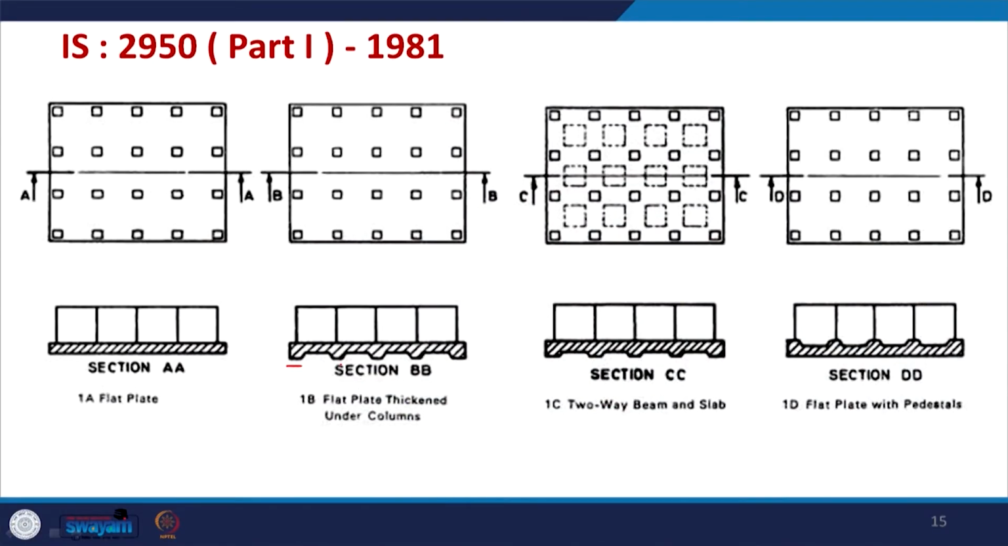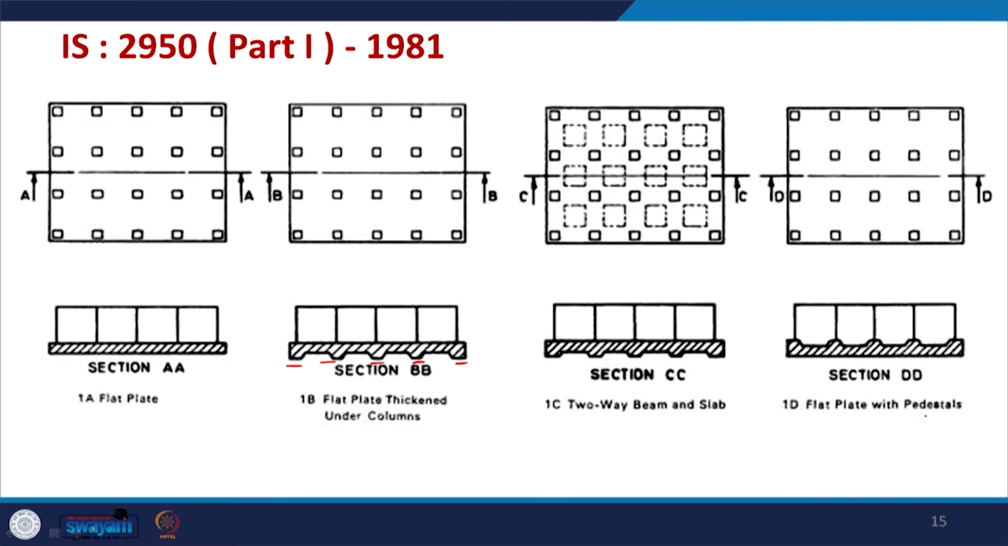So, you could see that thickness has been increased at these junctions. Then the same way, section CC is also for the case where you have two-way beam and slab, and they are also thickened under the bases. And in case 1D, this is inverted. Instead of under the base, the thickness has been increased at the top of the footing.